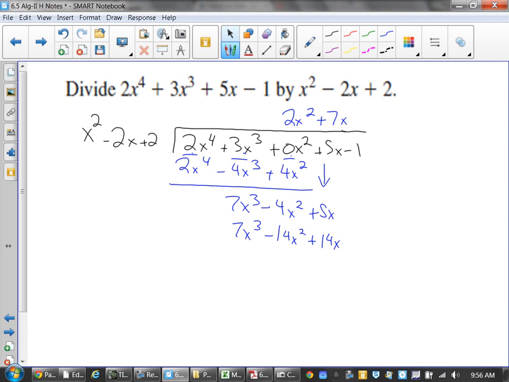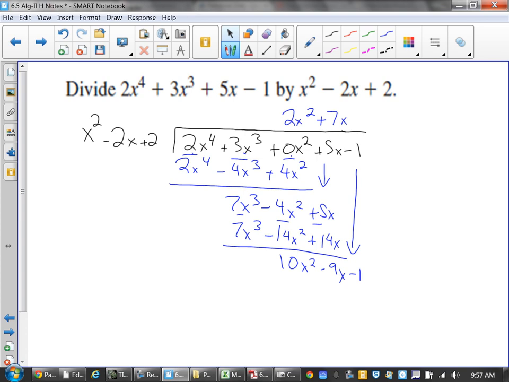We're slowly eliminating terms. Subtract those out. The 7x's go away. I have negative 4 minus negative 14 gives me, very good, 10x squared. 5 minus 14. And then I just bring down the 1. Or excuse me, negative 1.